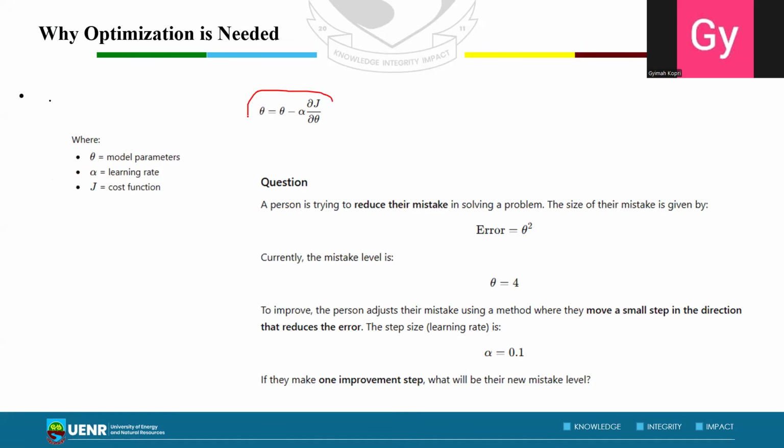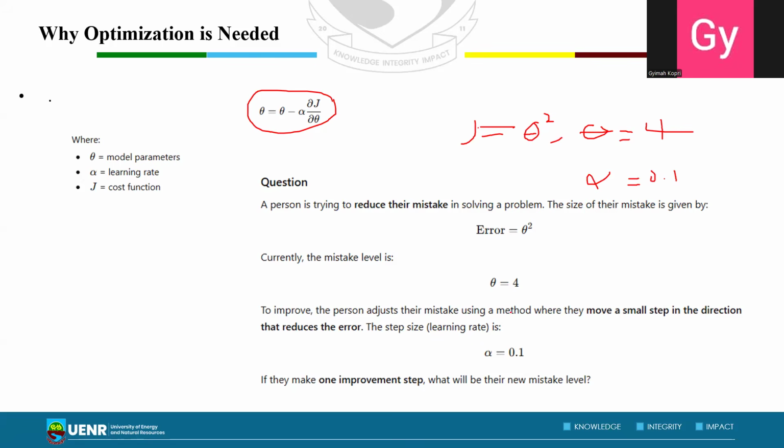Now, this is our general formula over here. We see that our J, which is the cost function or the loss function, is given by the error raised to the power 2. So how do I tackle that? What are the parameters given? The error at the time that we are talking about is equal to 4. Then our learning rate is equal to 0.1.